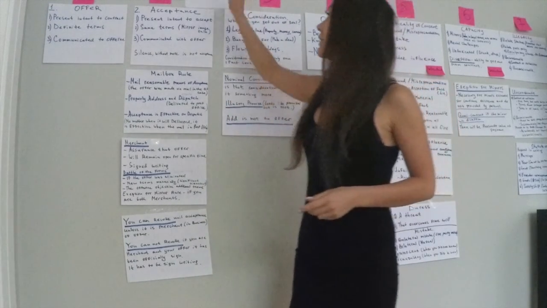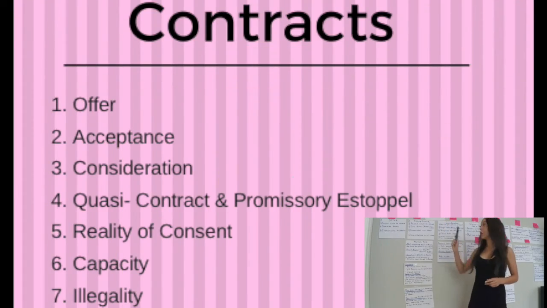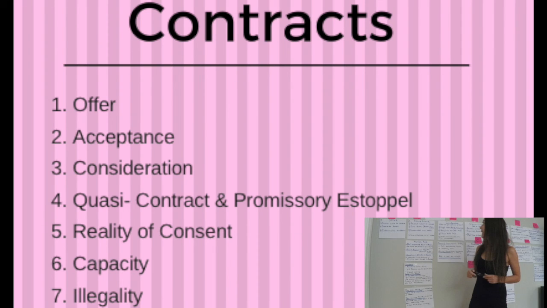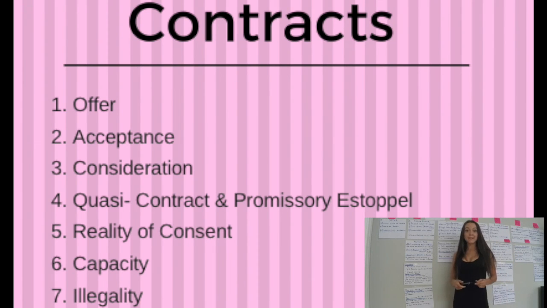A contract has 7 sections. First, it is offer, second acceptance, then consideration, then quasi-contract and promissory estoppel, and reality of the consent, and next one is capacity, and the last one illegality.